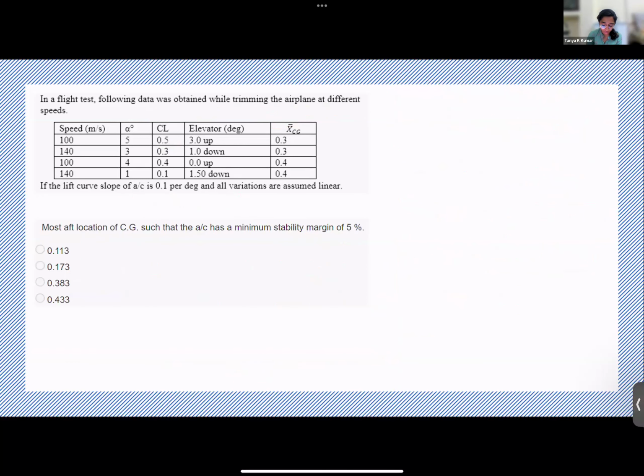Most aft location of center of gravity such that the aircraft has a minimum stability margin of 5%. You have the neutral point. You've been given the stability margin, and you need the most aft center of gravity location. Very simple, right? Just try doing it. Quickly do this. I'll just give you a minute.